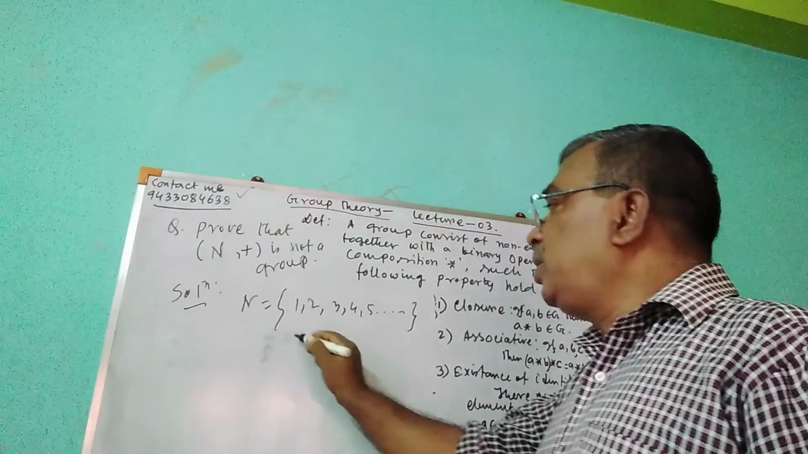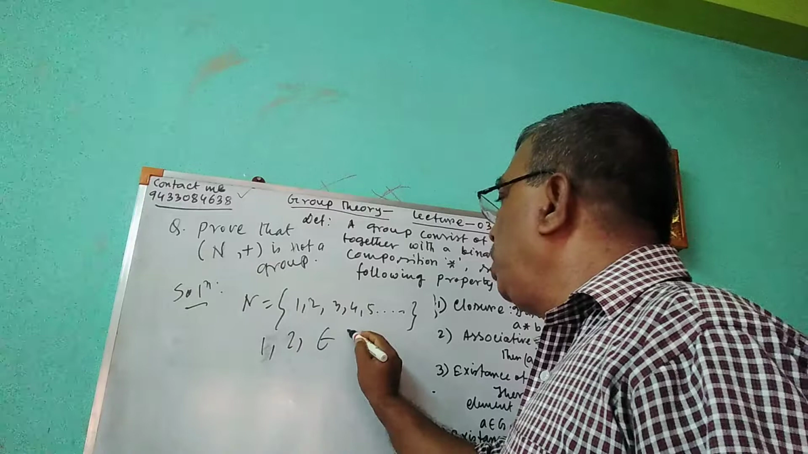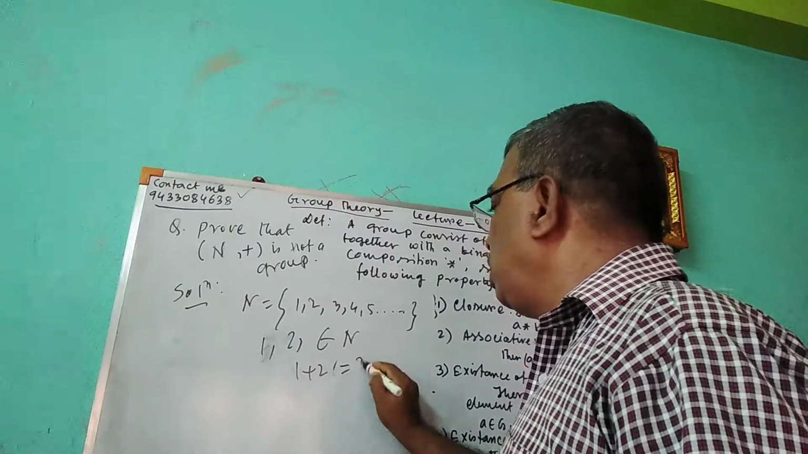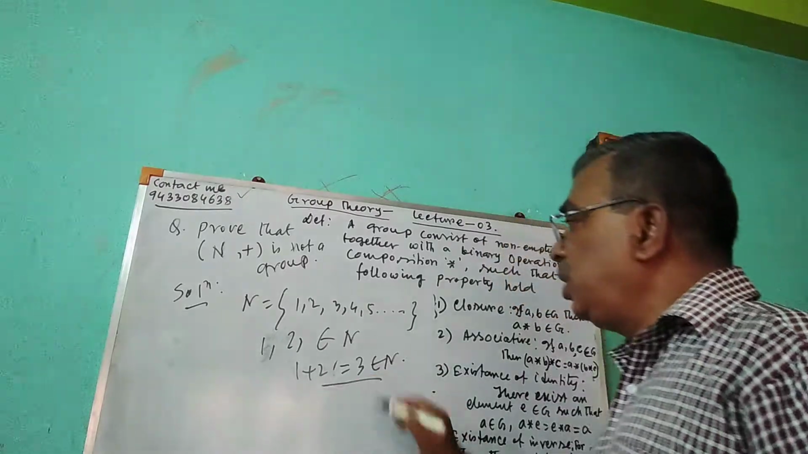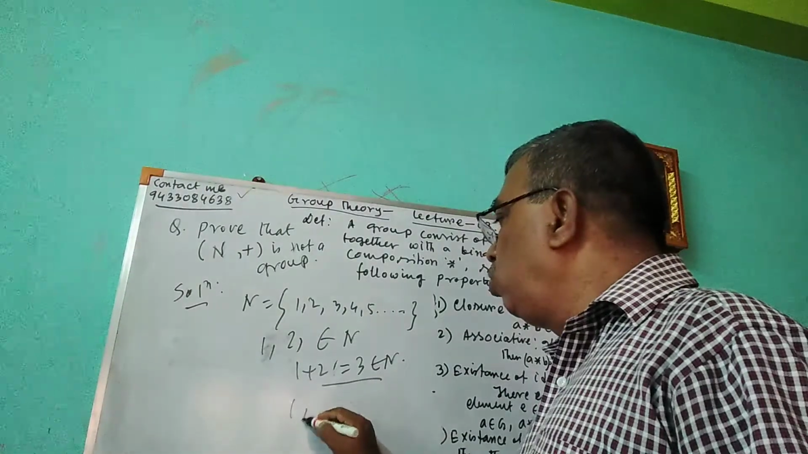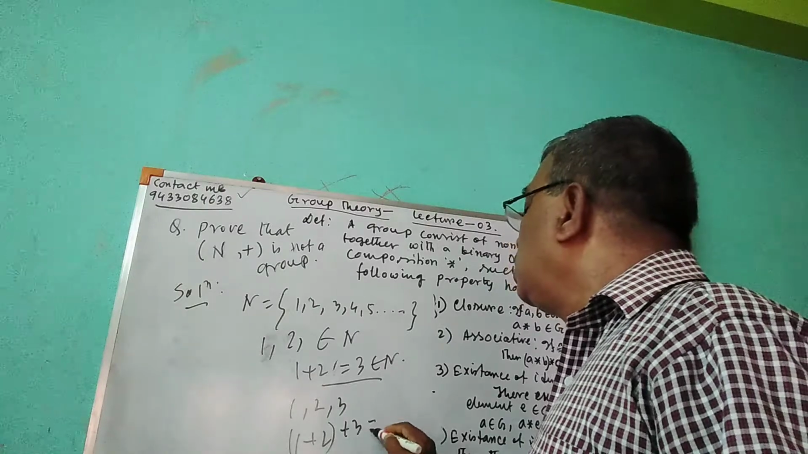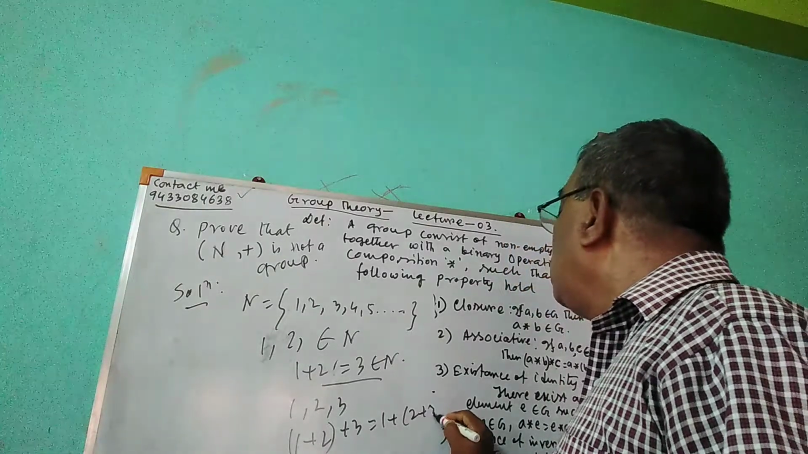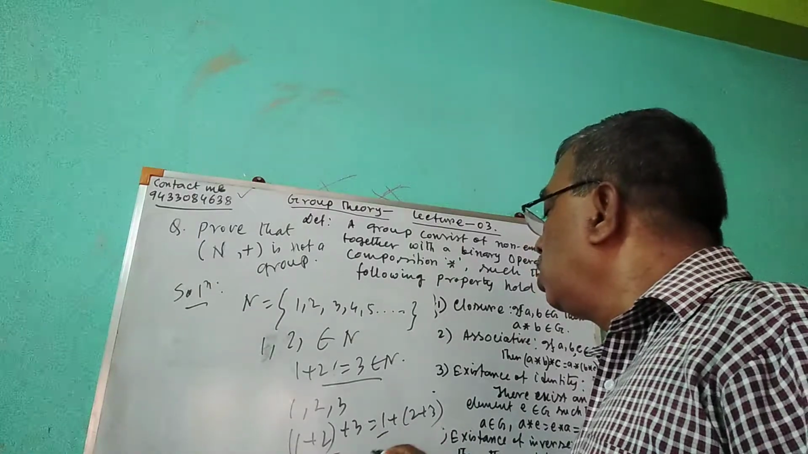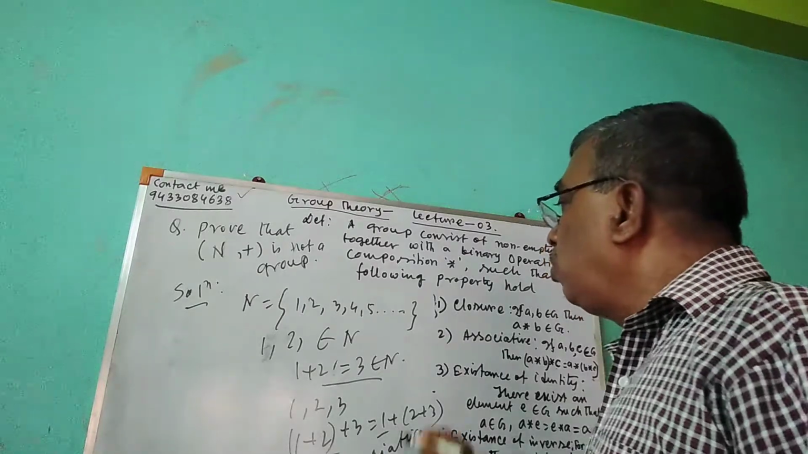For closure, take any two elements, suppose 1 and 2. 1 and 2 belong to N, therefore 1 plus 2, which is equal to 3, belongs to N. So we can say the closure property holds. For associativity, taking 1, 2, 3, 1 plus 2 plus 3 is equal to 1 plus 2 plus 3. So this equals this, therefore associativity holds.